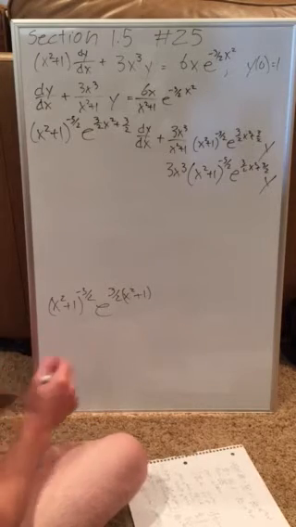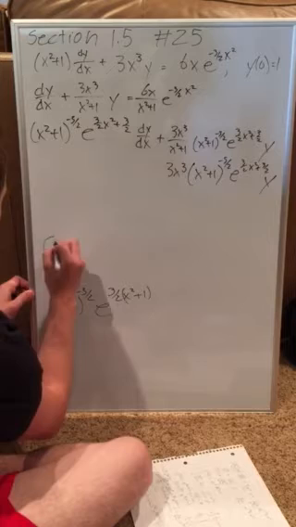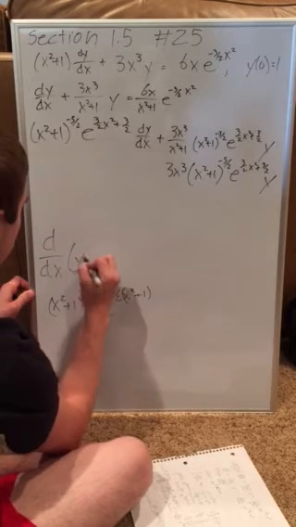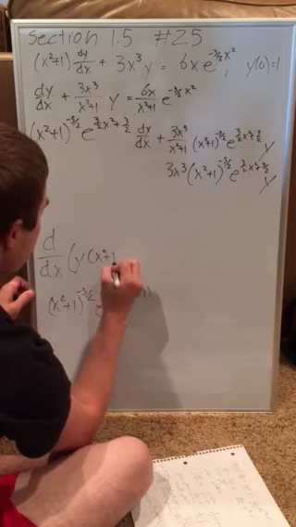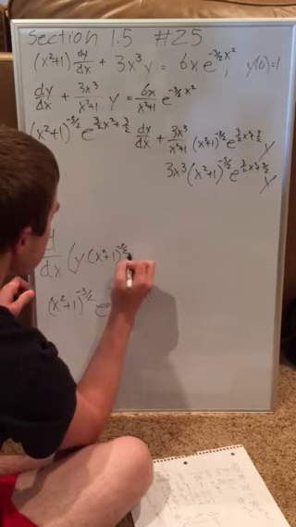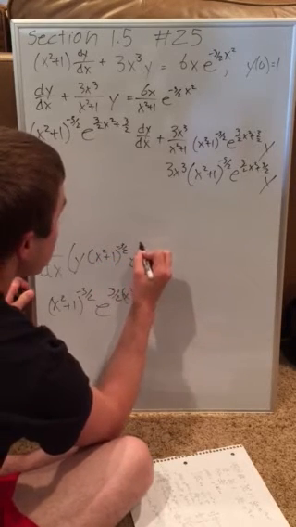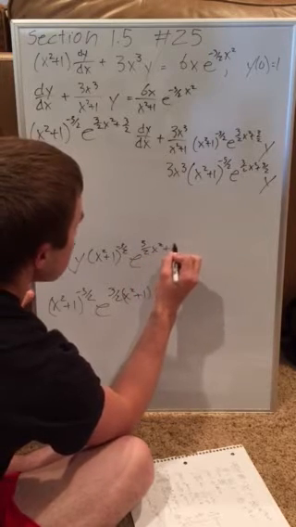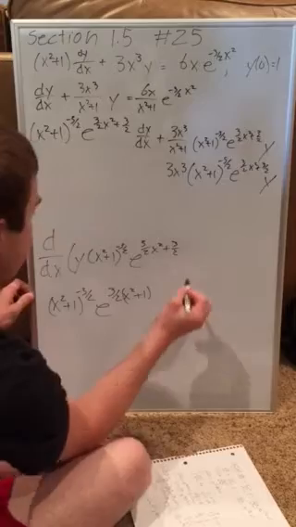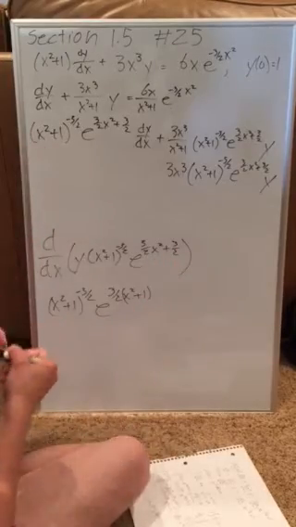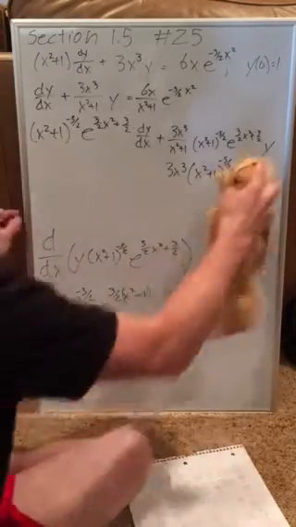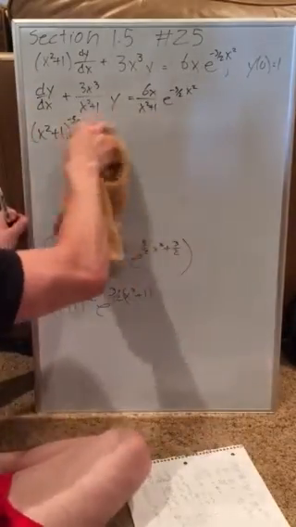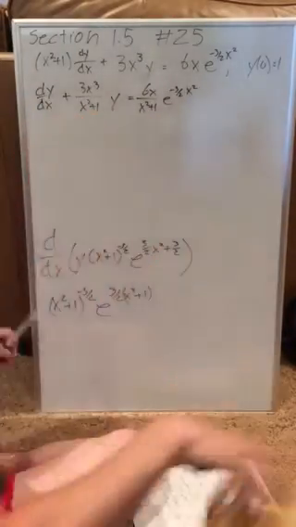Combining like terms, this can really be written as d over dx of y times x squared plus 1 to the negative 3 over 2 e to the 3 over 2 x squared plus 3 over 2. That's our left side. So let's go back and find our right side. Lots of fun, lots of fun.